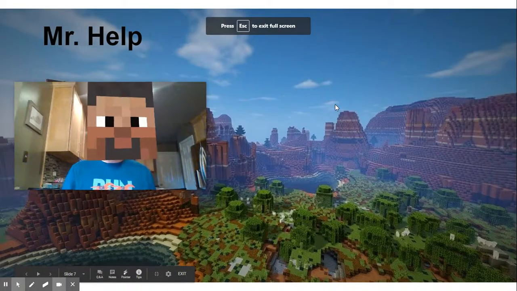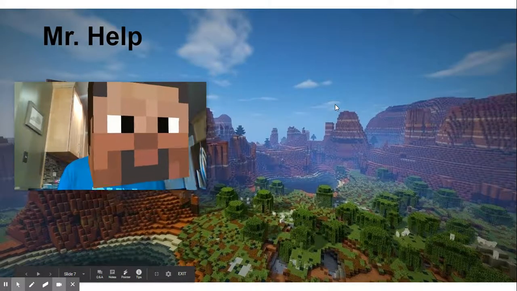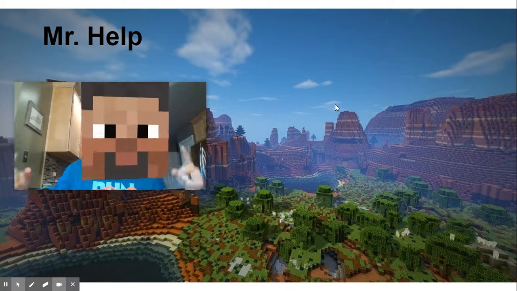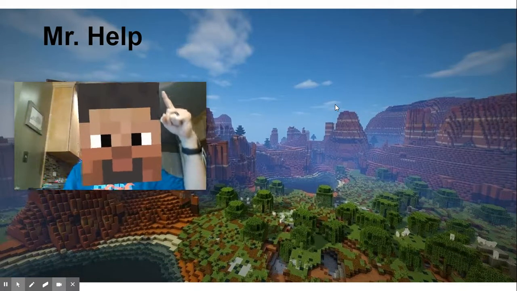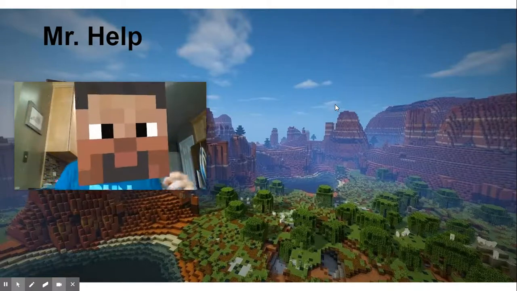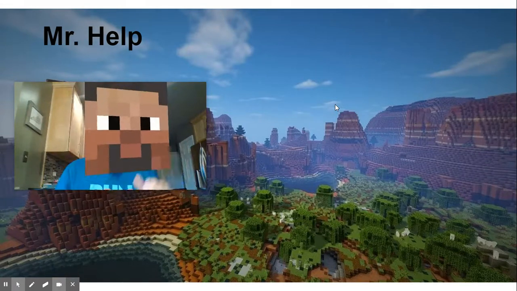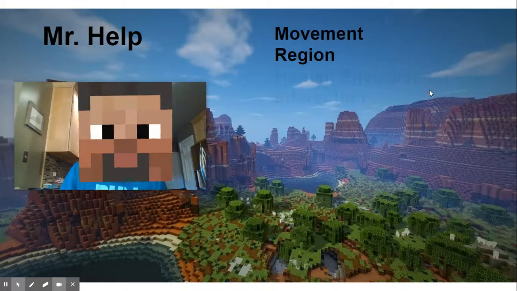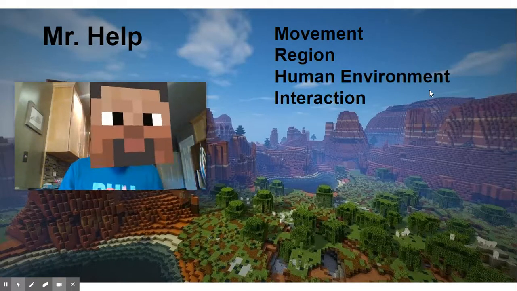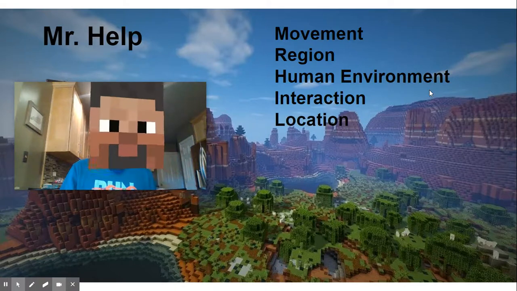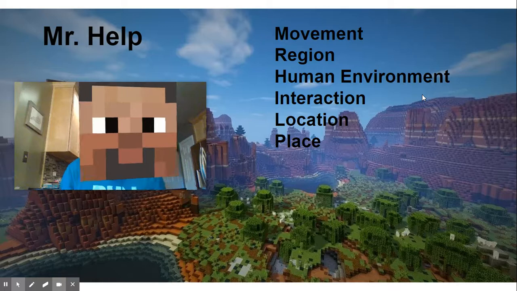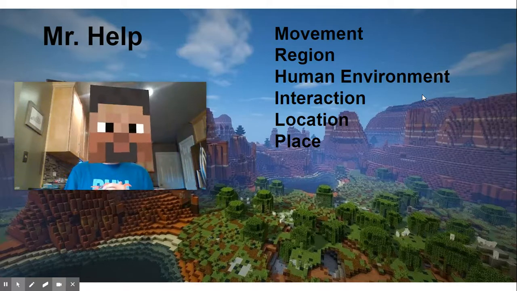And welcome, boys and girls, as we continue to talk about Minecraft and the five themes of geography. So, remember Mr. Help up here at the top? We got the Mr. Help up there, which helps us remember the five themes. We have M for movement, R for region, the HE combined for human environment interaction, the L for location, and P for place. And if you've watched the other video lessons, you know that we only have one of them left, and that today is location.